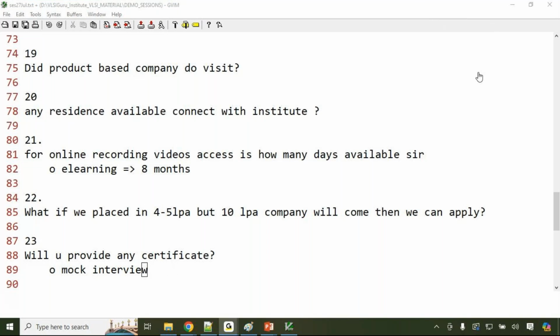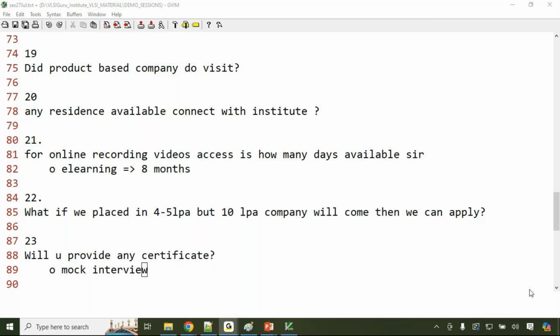Hello. So, will every company have the same policy of signing the bond? It depends. If it is a product company, they don't take a bond. If it is a services company, why they take a bond is, let's say you take the example of Wipro. I don't know whether they take a bond or not.